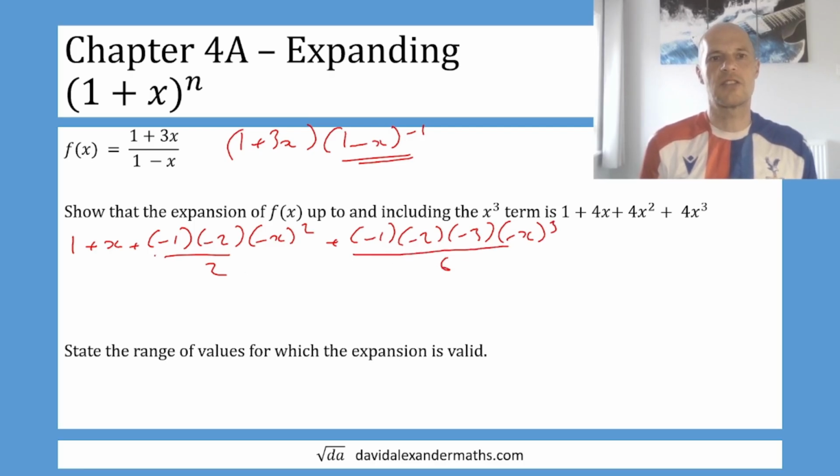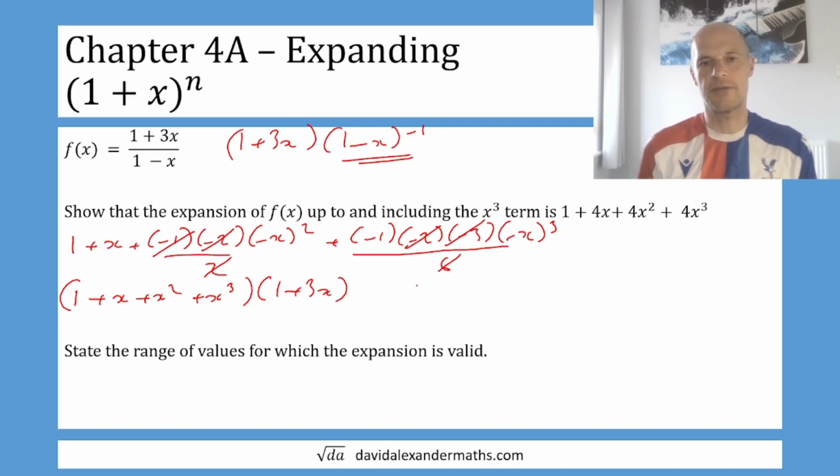Minus 1 times minus 2 will cancel with the 2, and minus 2 minus 3 will cancel with the 6, which is nice. So it's going to be 1 plus x squared. We've got negative x cubed times negative 1, so plus x cubed. Now I've expanded that up to the x cubed, so I'm going to multiply it by 1 plus 3x.